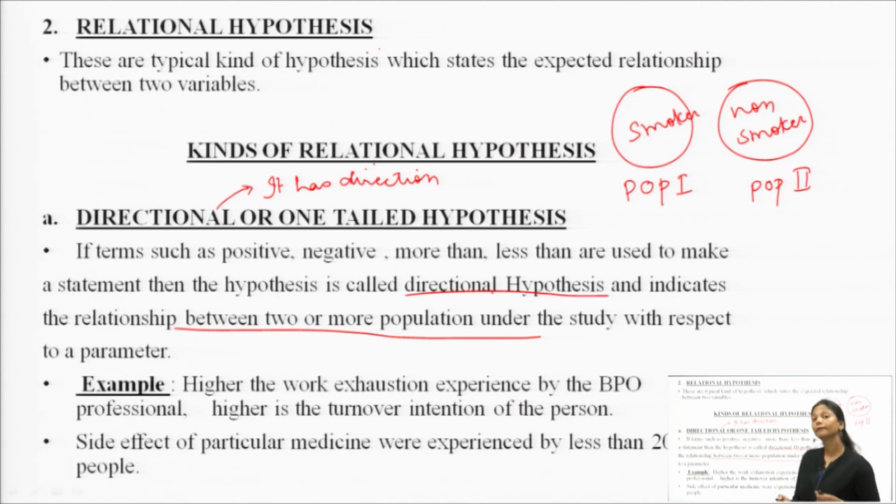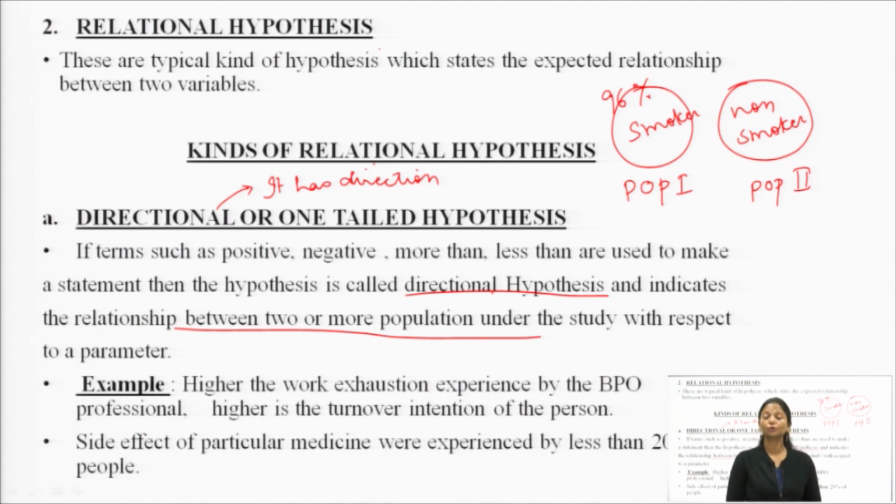So, the people who are suffering from cancer are smokers as compared to the people who are non-smokers. Somehow or somewhere we have given this comparison: 96% of people suffering from cancer are smokers and 4% of the people suffering from cancer are non-smokers. So there is a comparison, there is a line, there is something negative, positive, more than, less than. This kind of hypothesis, this kind of study, when we give this statement, is called a directional hypothesis or one-tailed hypothesis.